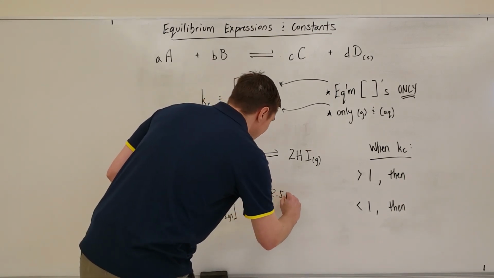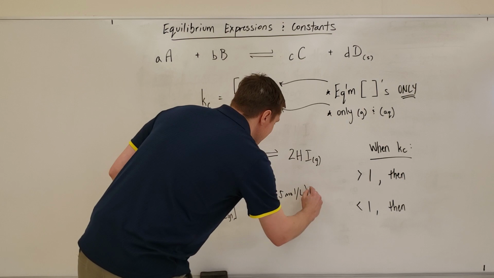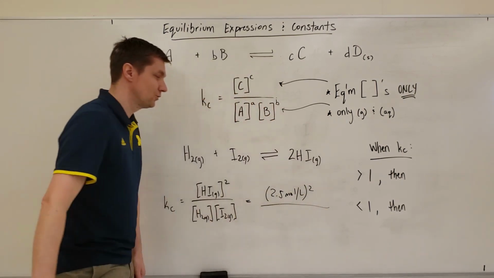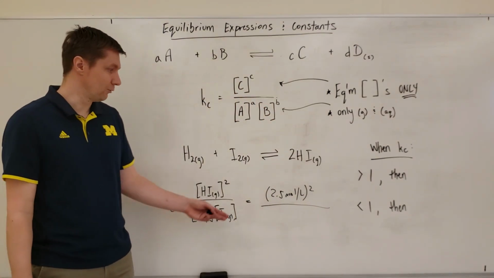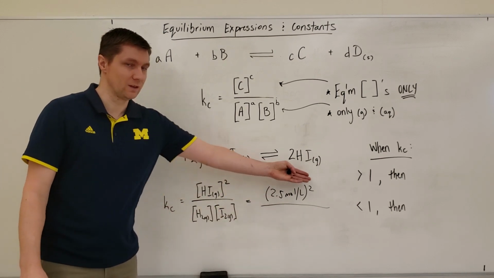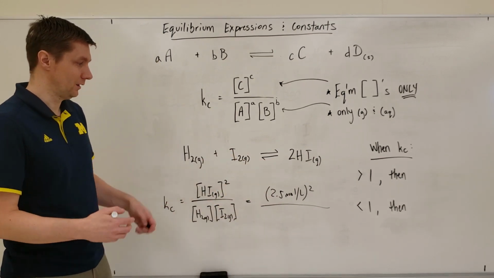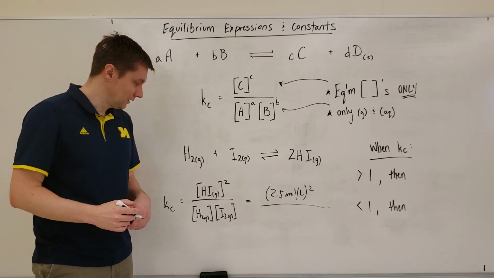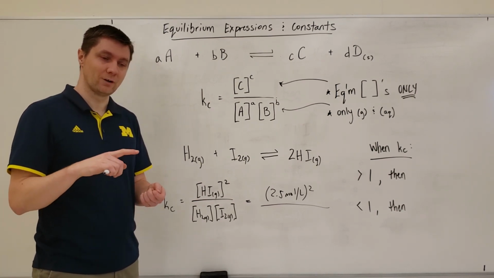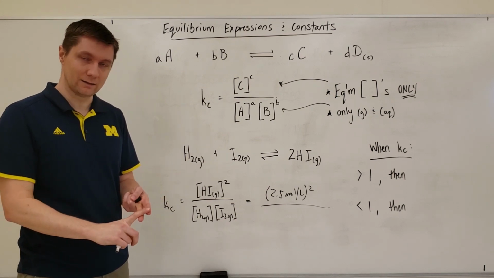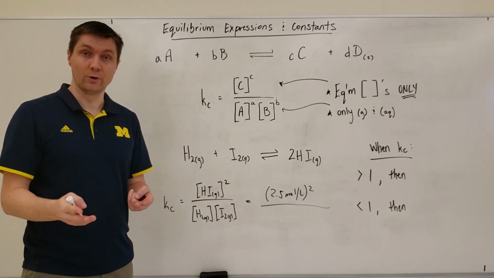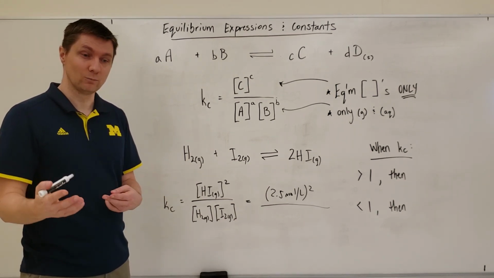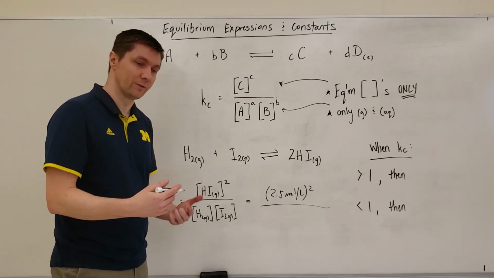So the way that I'd write that in is just like that. I would put 2.5 moles per liter and then square that number in that format. And let's say that the question also states that the equilibrium concentration for hydrogen gas and iodine gas are both 0.35 moles per liter. So I would stick that in for both of those substances.